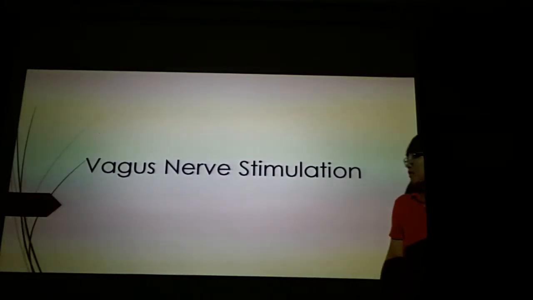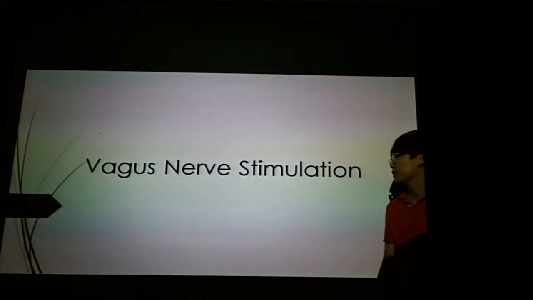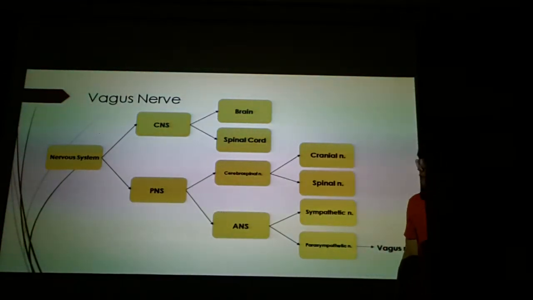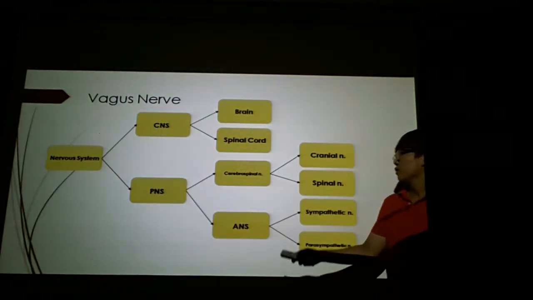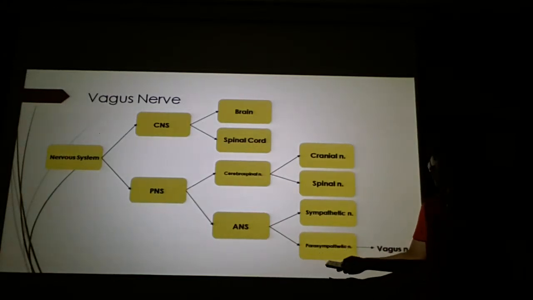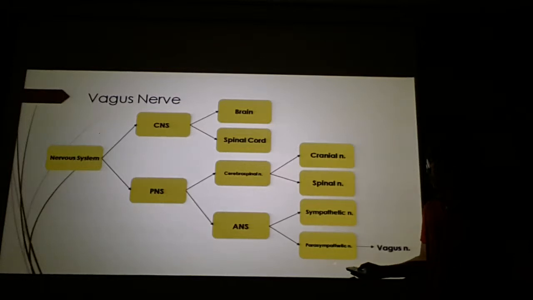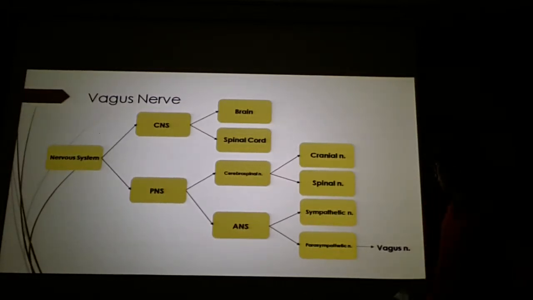Hi, today I'm going to tell you about vagus nerve stimulation. Let's start. First, this is the classification of the nervous system. When you follow this line, nervous system, peripheral nervous system, autonomic nervous system, you get to the parasympathetic nervous system, and the parasympathetic nervous system is often called the vagus nervous system.